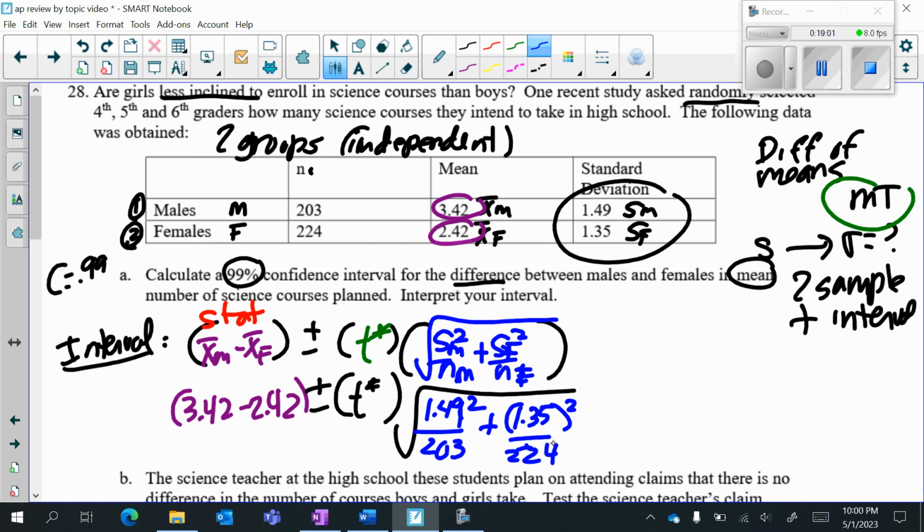Okay, now again, once you have this all written down, you have your formula and symbols, numbers. Now you're just going to go to your calculator, go to stat, go over to test, go down till you get to the two sample T interval, run it, and then write your interval here.